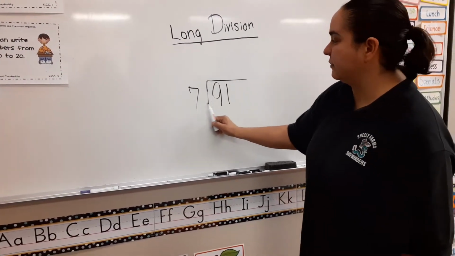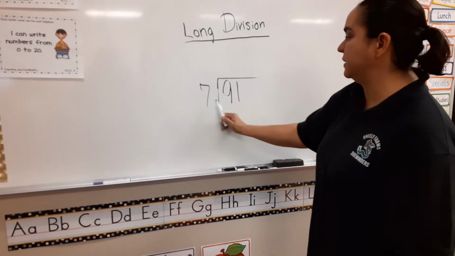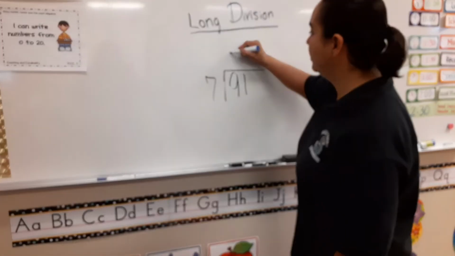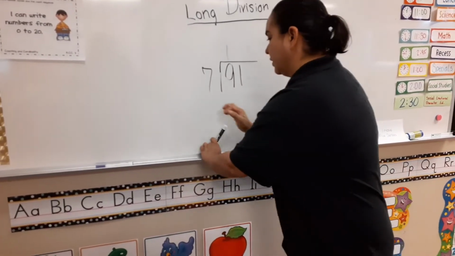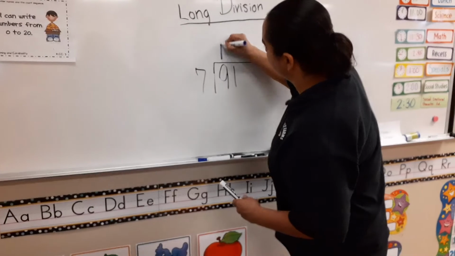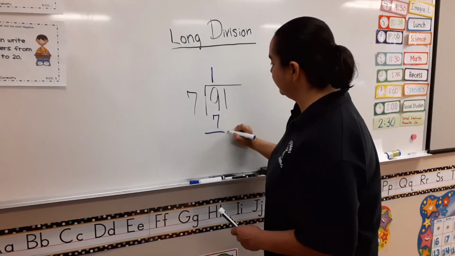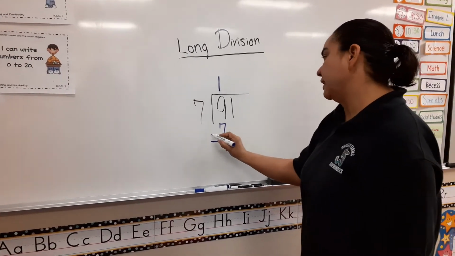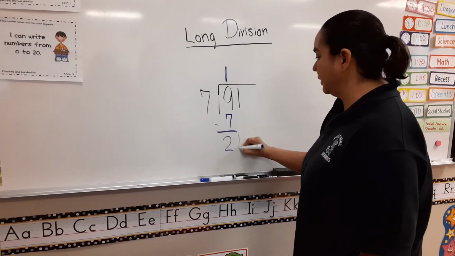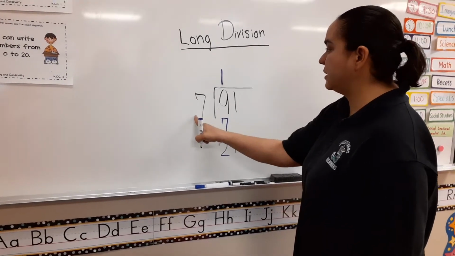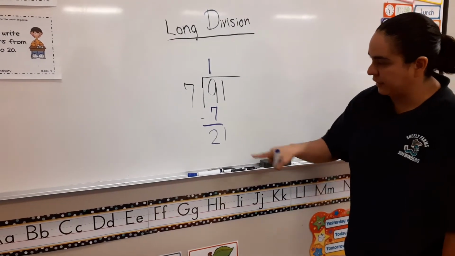How many times does a divisor go into that value that's in the tens place? Okay, how many times does 7 go into 9? 1 time. 1 times 7 is 7. You're going to subtract 7 from 9. Bring down the 1. How many times does that divisor go into 21, the number you brought down now?